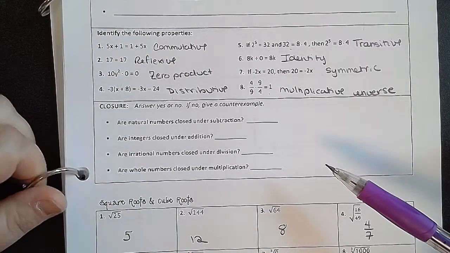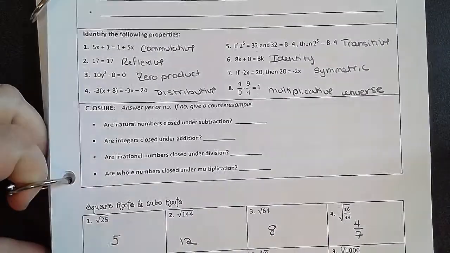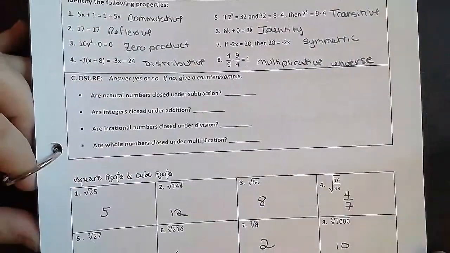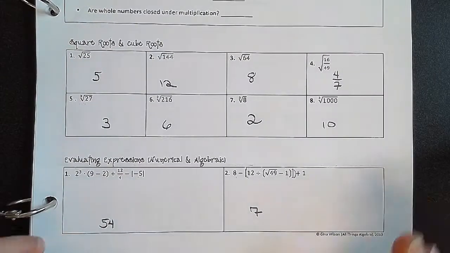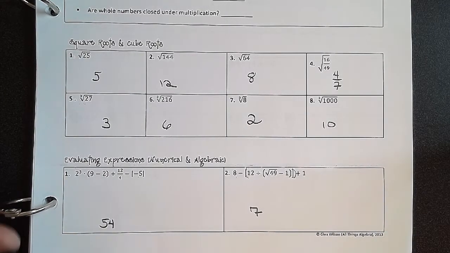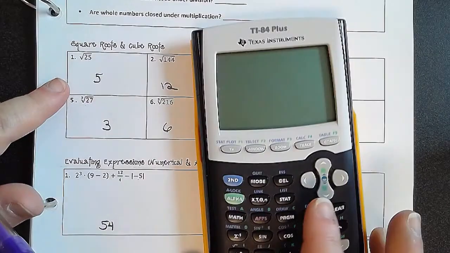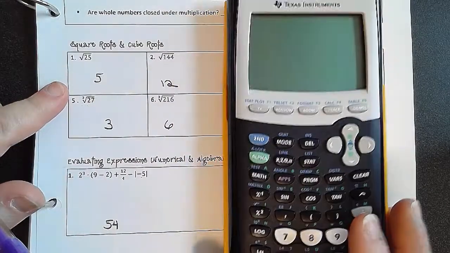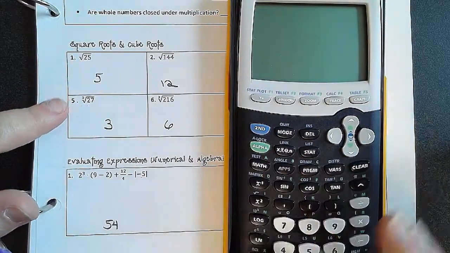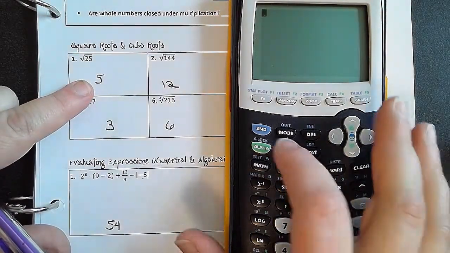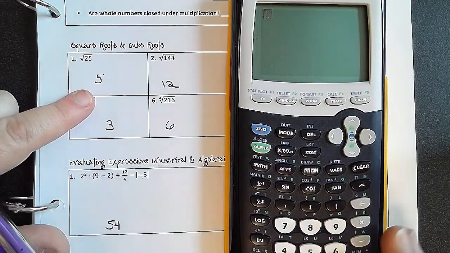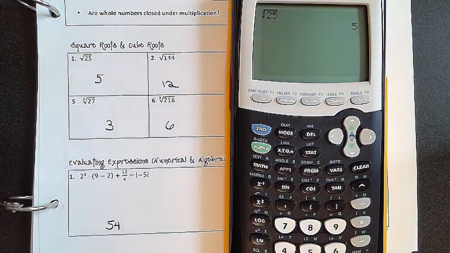Now, we're going to be using our calculator a lot, and I've taught you how to use some things in your calculator. I wanted to show you a couple things. One thing is to do your square root. You would press your second key and the x squared button. So if I did second x squared 25, that's equal to 5.